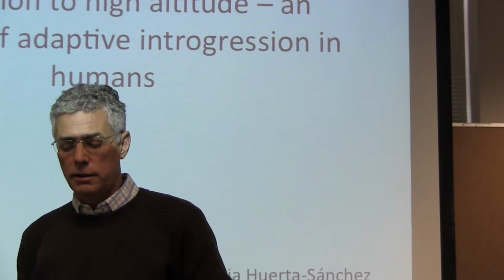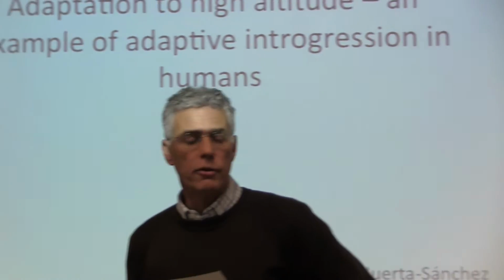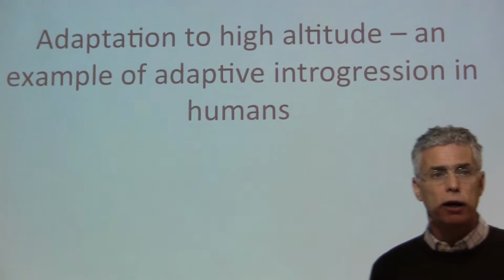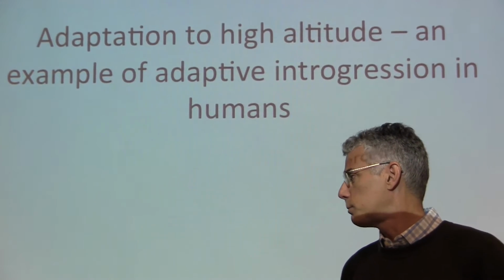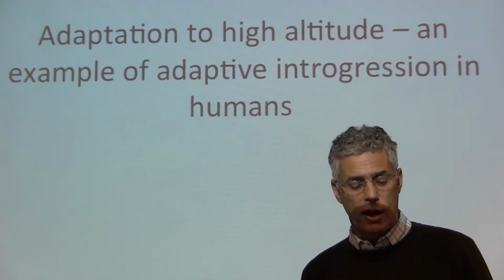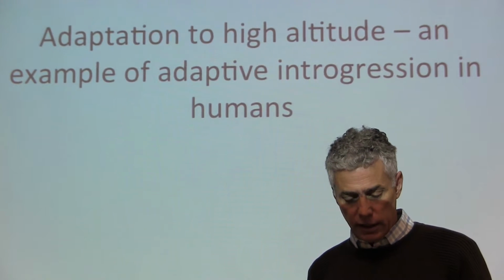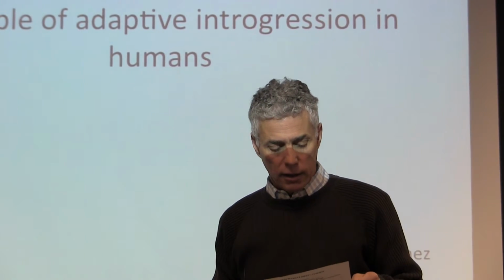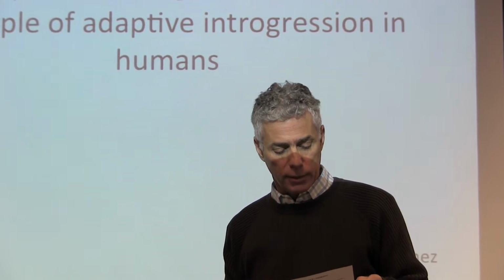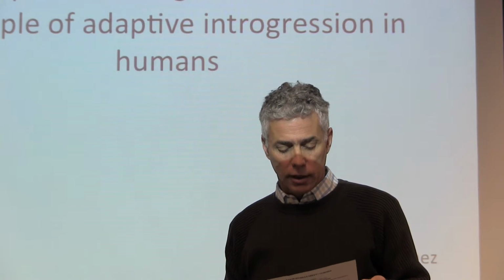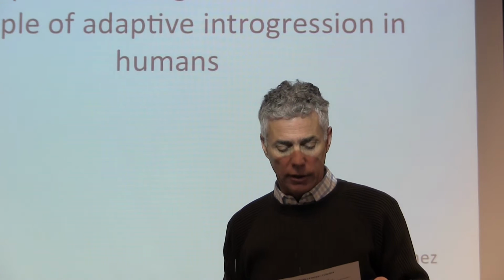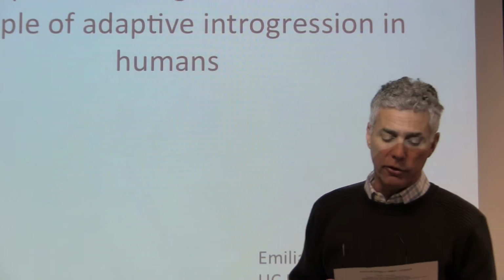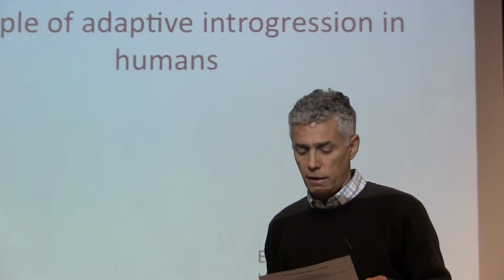Okay, today's speaker is Emilia Huerta Sanchez, who's a postdoc in Rasmus Nielsen's lab and soon to be an assistant professor at UC Merced, starting in January. She received her PhD in applied mathematics from Cornell, and then spent a year teaching in the statistics department at UC Berkeley before being a postdoc here in Rasmus's group. And today she's going to speak about high altitude adaptation, an example of adaptive introgression in humans.